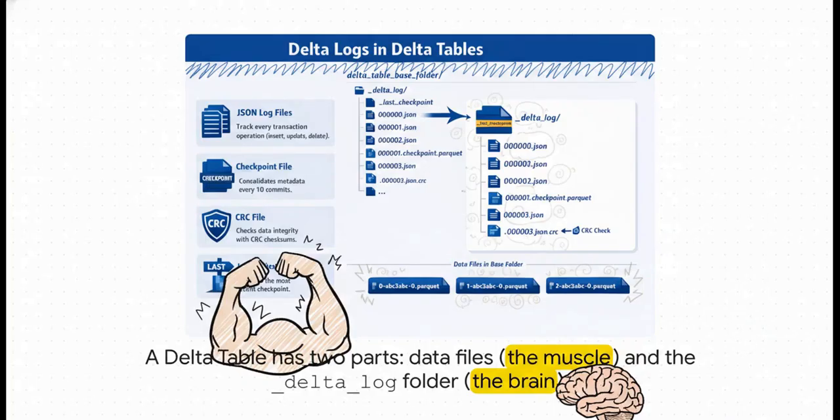So at its heart, a Delta table is just a folder with two main parts. First, you have your data files, which are usually in that familiar Parquet format. You can think of these as the muscle. They're doing the heavy lifting, just storing all your raw data. But the real magic, all the intelligence, lives inside that _delta_log folder. That's the brain we're talking about.